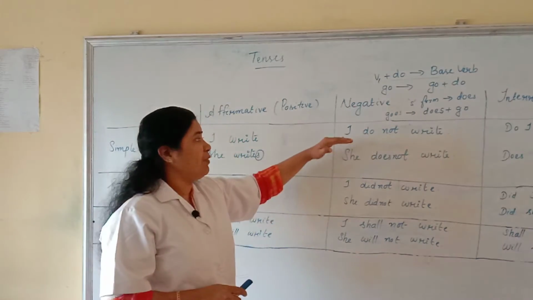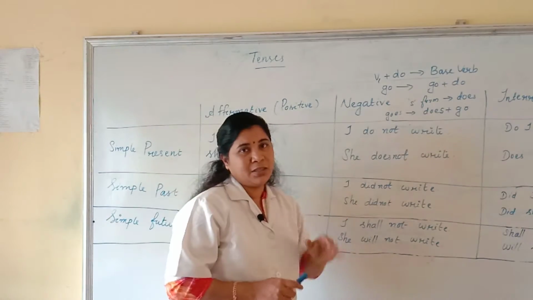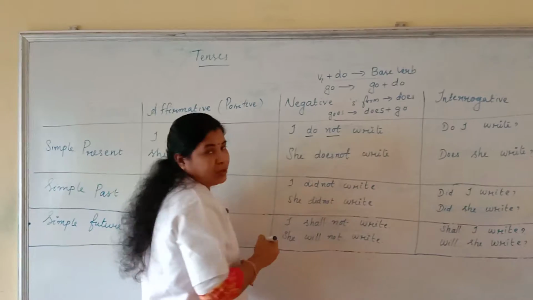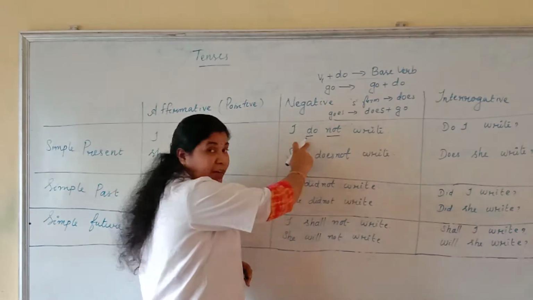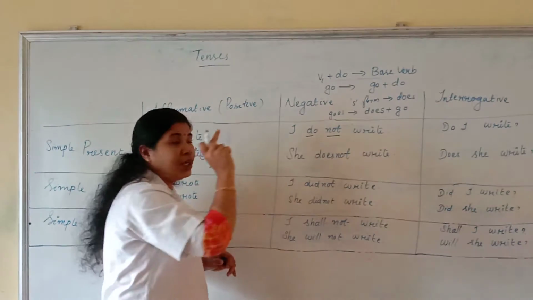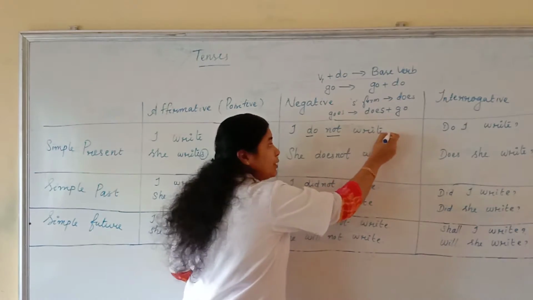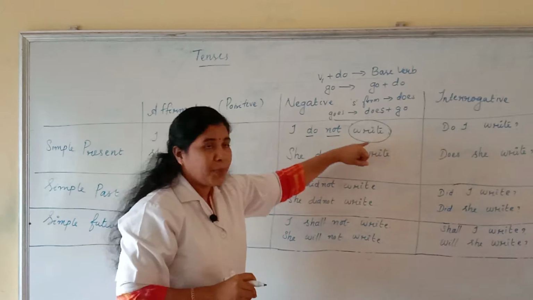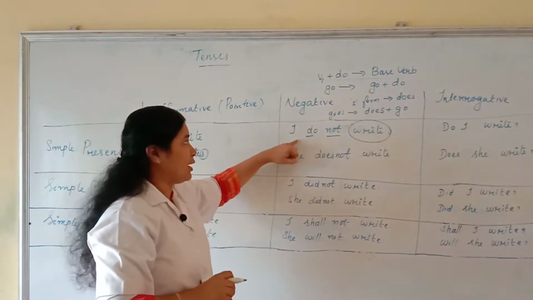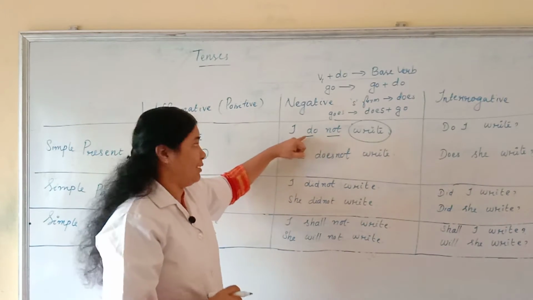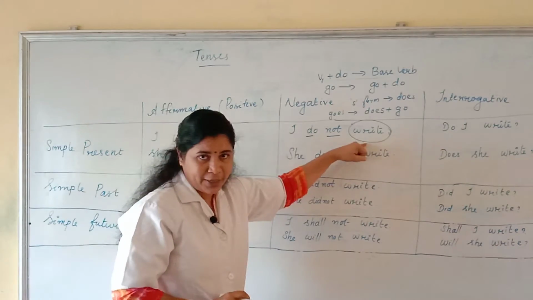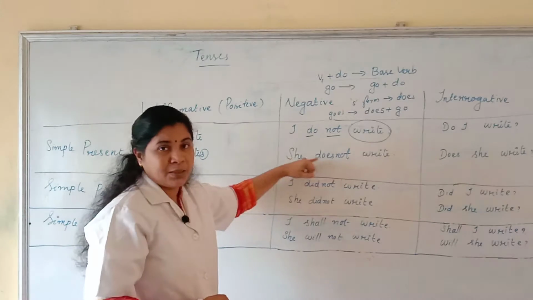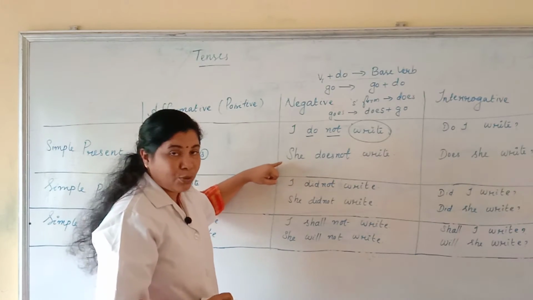Then simple present negative. Simple present negative, I do not write. Here we have added do not. Now you know from where we got the do. We got the do from the base verb write. Understand? We got do from the base verb write. So that we can write, then we can make the negative, I do not write. Is it clear? Then here it is does, because the subject is singular, she.